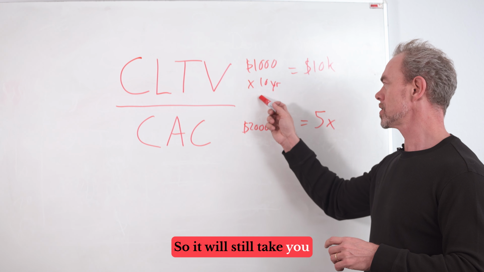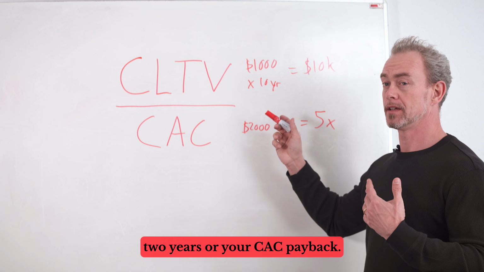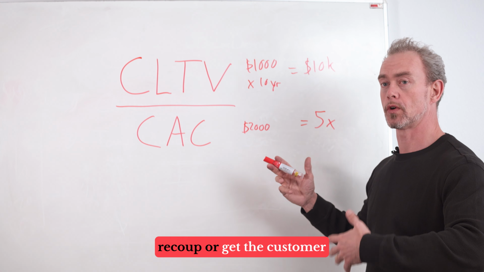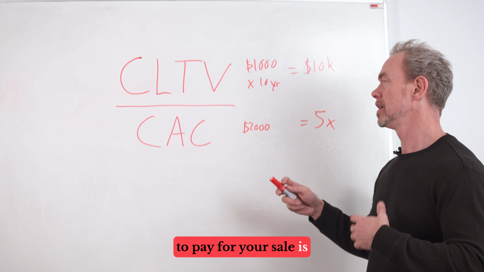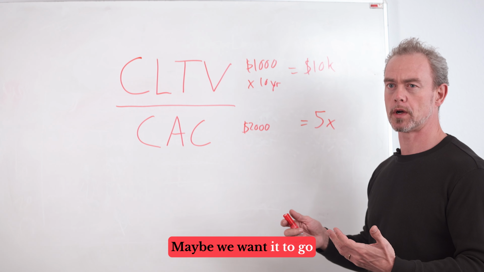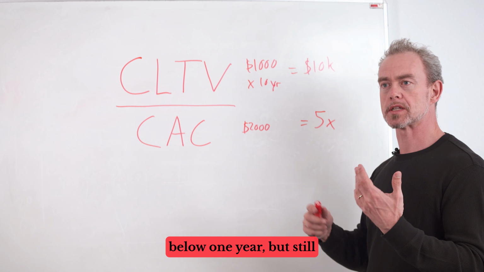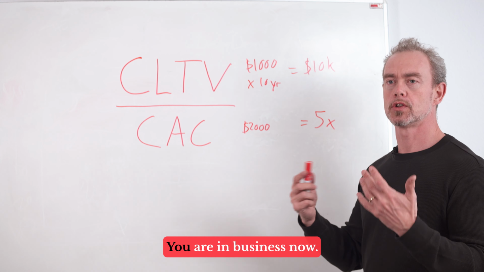But if you actually are on a 1 to 5, that starts to be good. It will still take you 2 years. So your CAC payback, the time it takes you to recoup the cost of the sale, is 2 years. That's long. Maybe we want it to go below 1 year, but still, given enough time, you're in business.